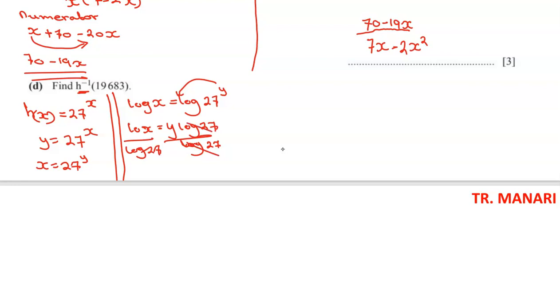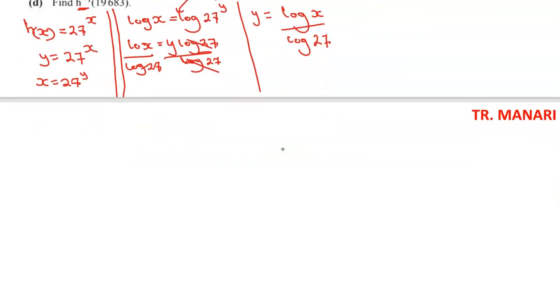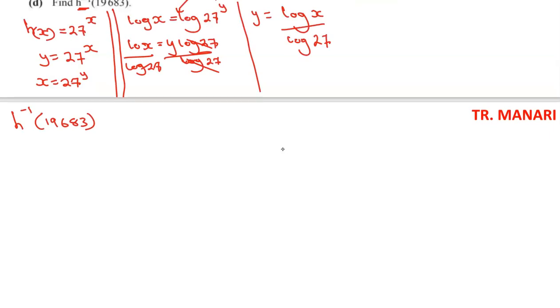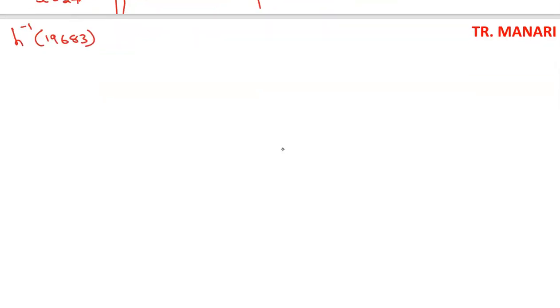Meaning we can cancel this one out, and therefore our y is going to be logarithm of x divided by the logarithm of 27. These logarithms are base 10. Now, we find the answer to the question. They say we find the h inverse of 19,683. Because we've already found the inverse of h, which was logarithm of x divided by the logarithm of 27.